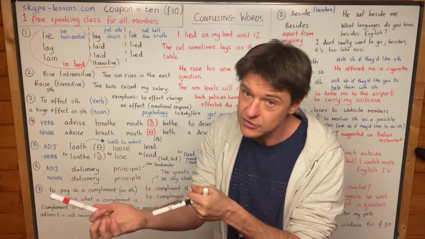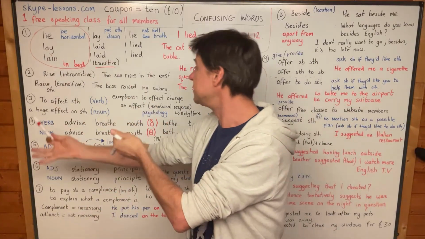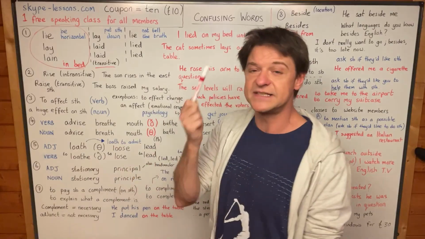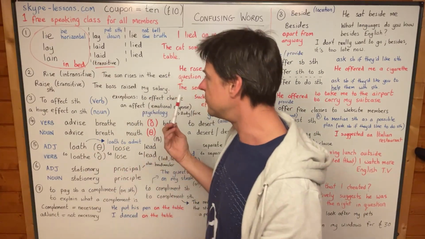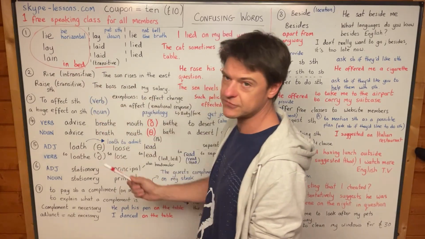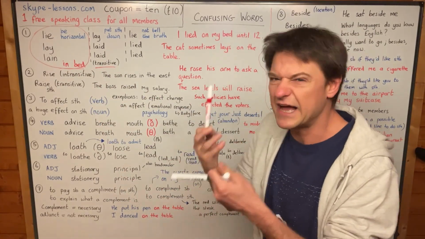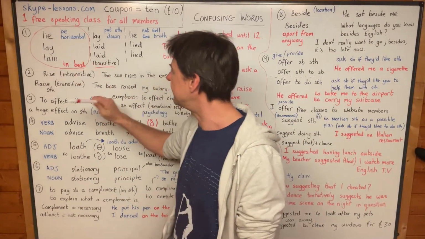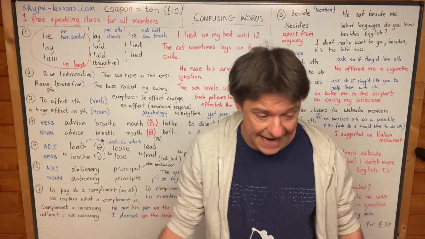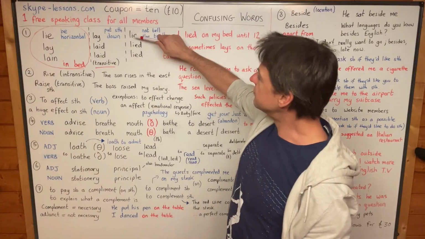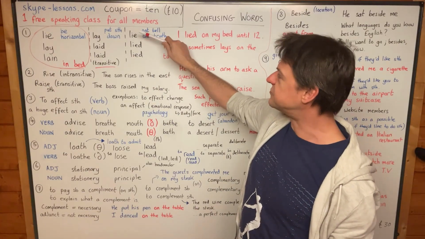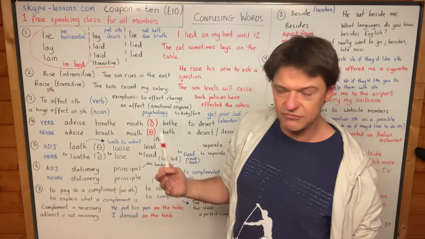You lay, and then you need an object, something, and then you need a somewhere. So it's transitive because it's got a something after it. It's got an object. Lie doesn't have an object. You just get a prepositional phrase sometimes. You don't lie something, okay? But you do lay something down, lay something on the table, lay something on the chair. And the last one means to not tell the truth, and that's just lie, lied, lied, and so it's regular.